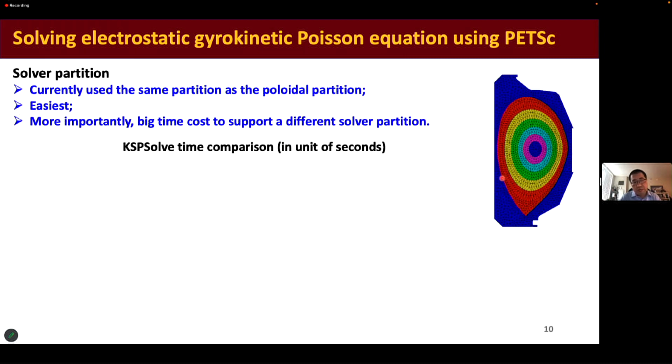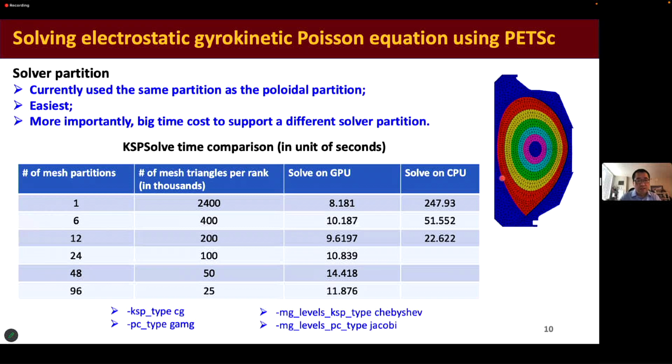So in terms of KSP solve time comparison, this is a model problem with a 2.4 million triangle mesh, basically triangles on this 2D mesh. With different mesh partitions, we have a reduced number of mesh triangles per rank. Basically, you see this is solving time on GPU and this is solving time on CPU. What we saw is that we did not see much difference in using more GPUs or more mesh partitions to achieve a reduced time on GPU.